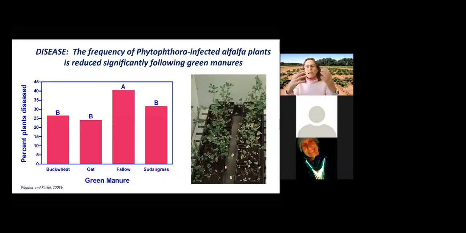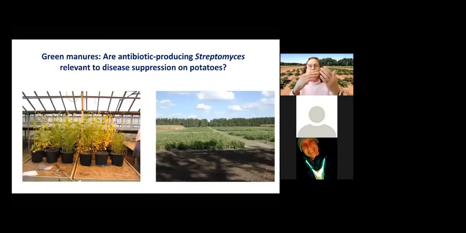And finally, just to make the point that this green manure benefit extends to multiple crops and multiple pathogens, here we have the oomycete Phytophthora. Following again the buckwheat, the oat, and the Sudan grass green manure, we significantly reduce the percent of plants infected with Phytophthora in a first-year establishment plot of alfalfa. And so collectively, we found that the green manures could enhance our target microbiome population and suppress disease, but are those two connected? If we really care about identifying a management target, then we've got to make sure that our target is really the driver of the function, the disease suppression that we care about.